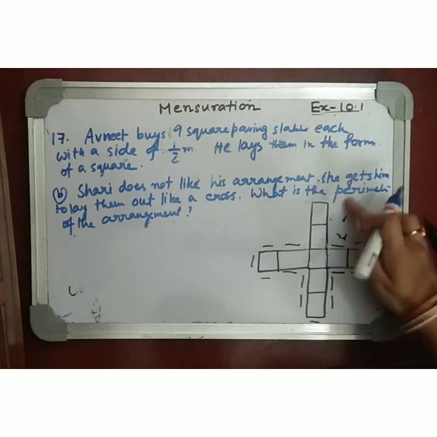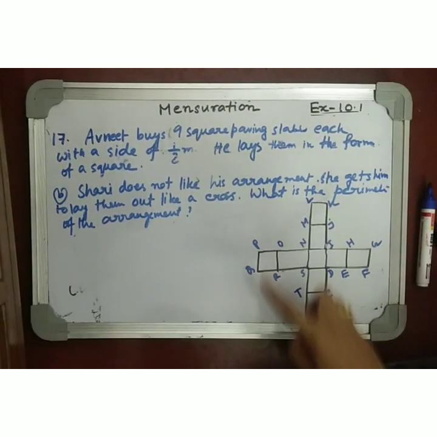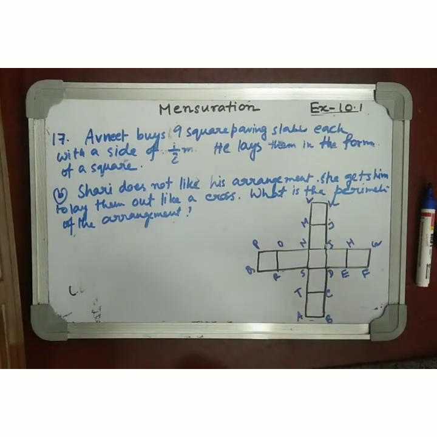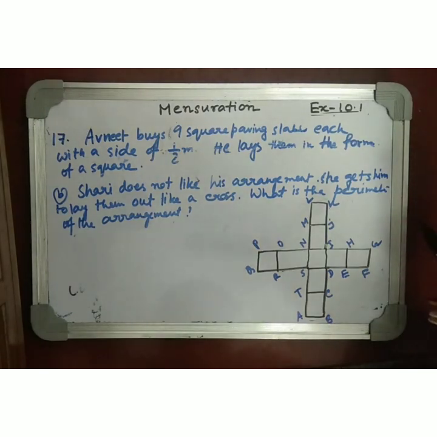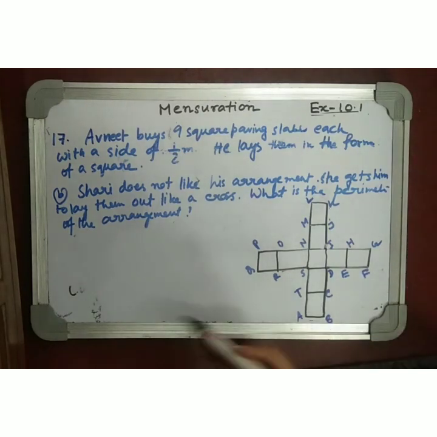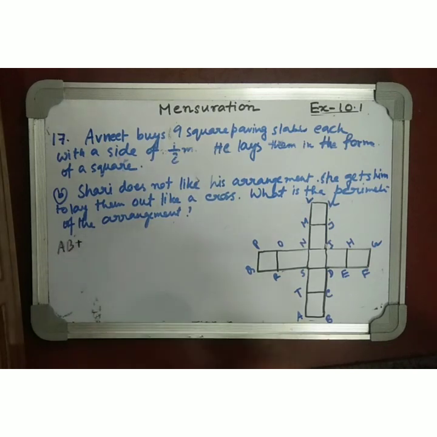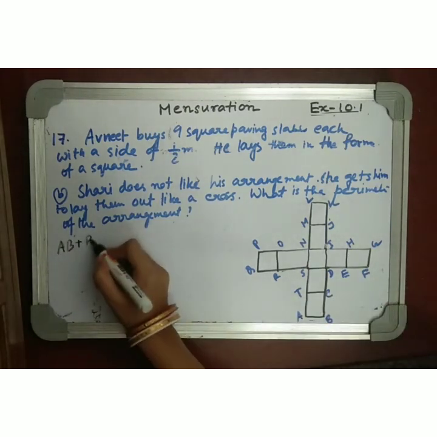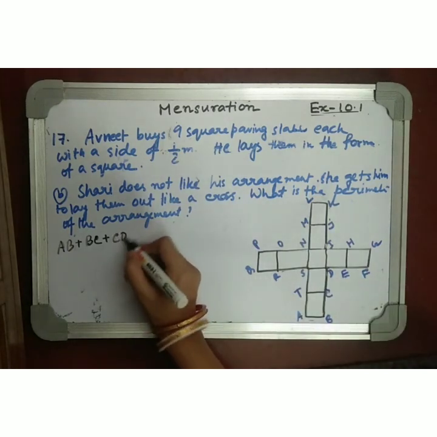Now you can see I have given names here. For our convenience, I have given names here. So let's find how many sides are there which have half meter length. From here, let's start it. AB is having half meter length. BC is also half meter length. CD is just like the same square, so it is also half meter length.